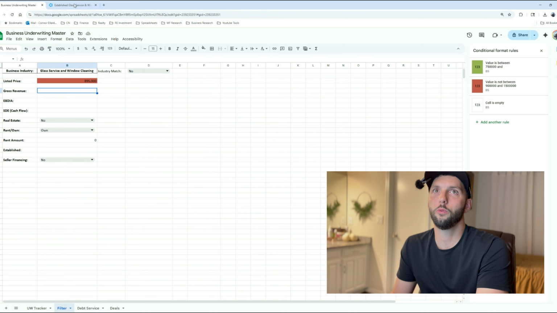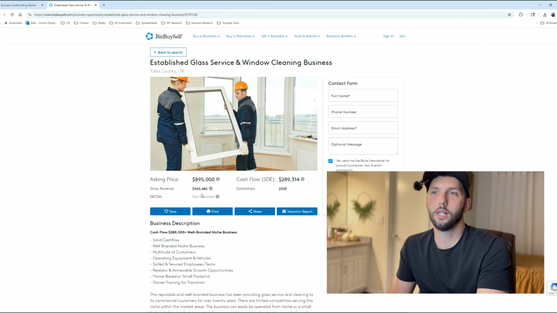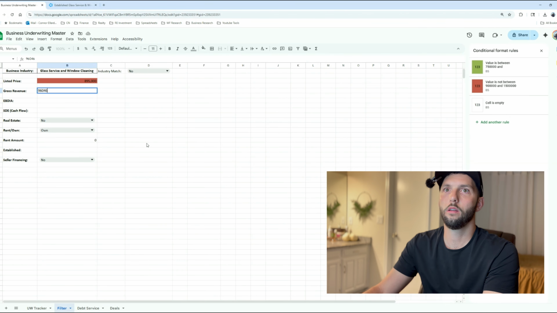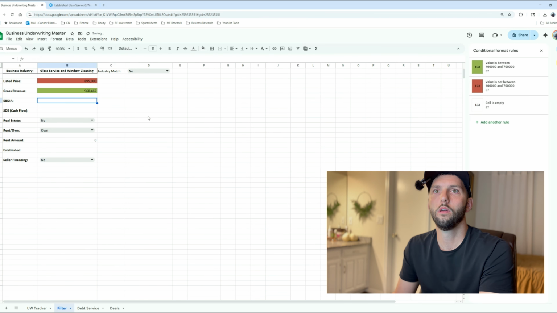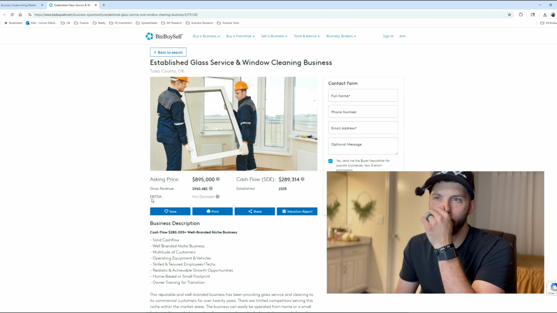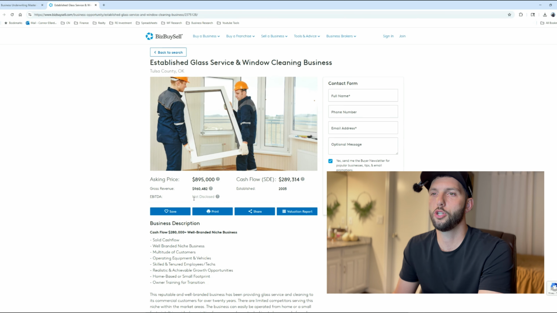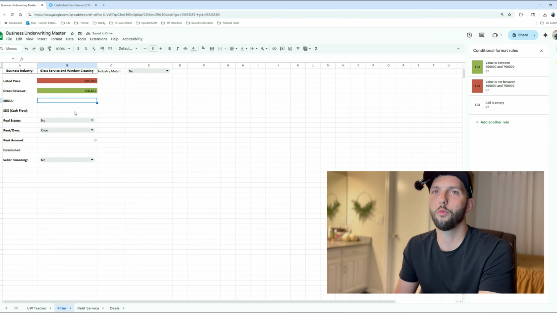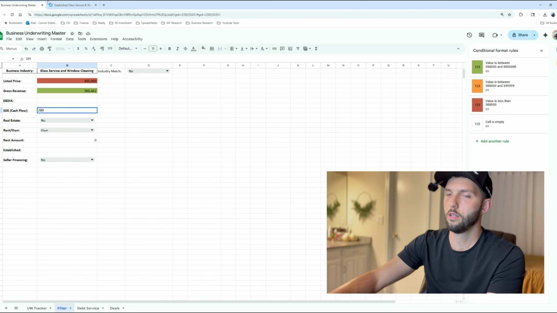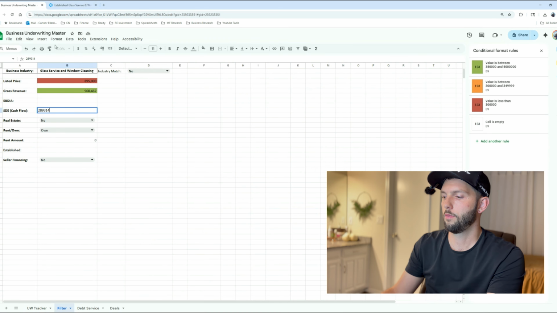Look, I'm not a spreadsheet wizard. I built it with ChatGPT. Gross revenue, 890, or 960 rather, 960,462. Okay, that's in the green. Right on. EBITDA, which is earnings before interest, taxes, depreciation, amortization. It's not disclosed, so we're going to leave that blank. We've got cash flow at 289,314. That's SDE, which is seller's discretionary earnings. 289, what was the last four? 314.